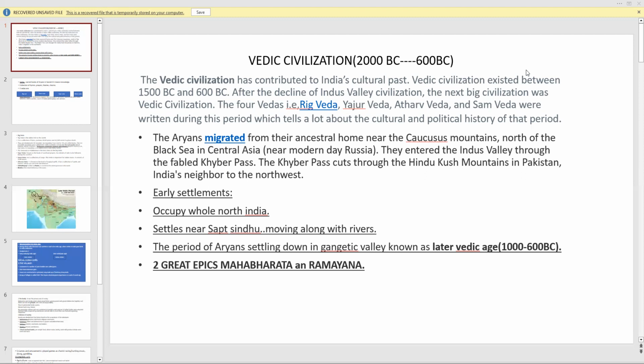The Vedic civilization, the name itself reveals that it would have some kind of contribution of the Vedas, or the literature would have been written during that time. So before the Vedic civilization, we should know about the Aryans. The Aryans actually migrated from the ancestral home that is near the Caucasus Mountains or the north of the Black Sea in Central Asia. When we read about how different nomads moved from there towards the Indus Valley civilization.